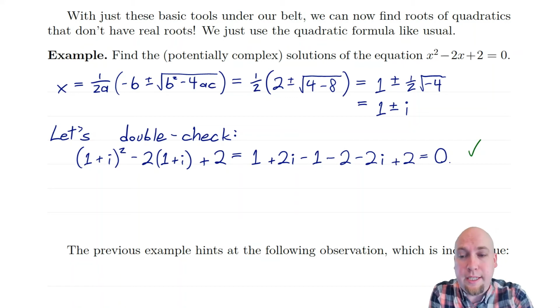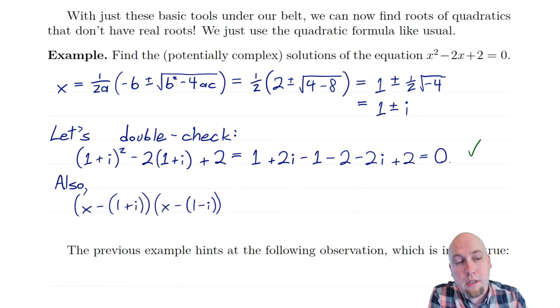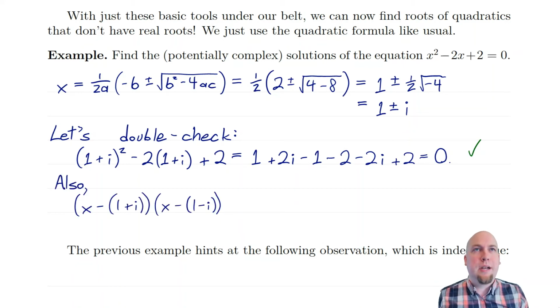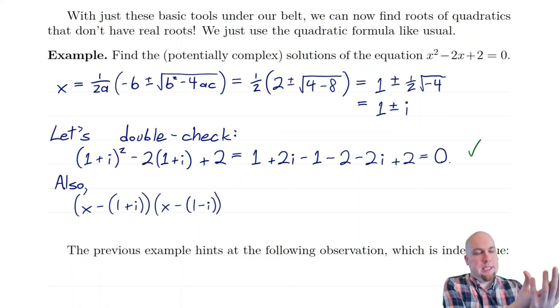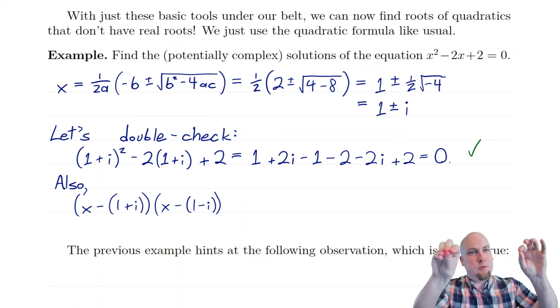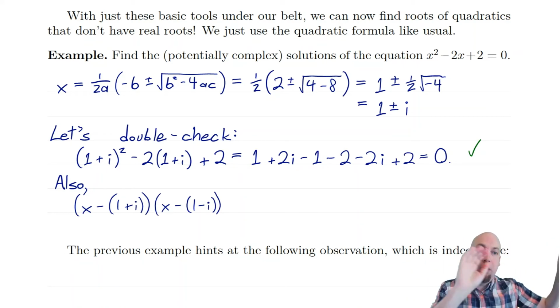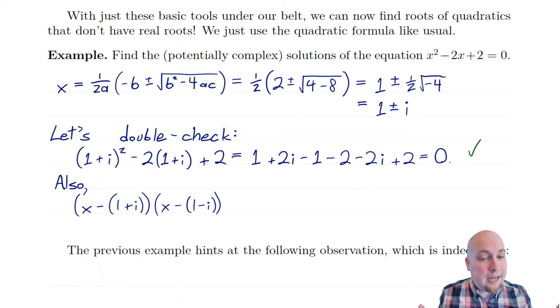I skipped over that calculation, but you can check it on your own if you want. Another thing that it means is, think about if you had 2 roots of a quadratic. That would mean that you could factor that quadratic as linear term times linear term, where it was x minus root times x minus other root. With complex roots, you can do the same thing.